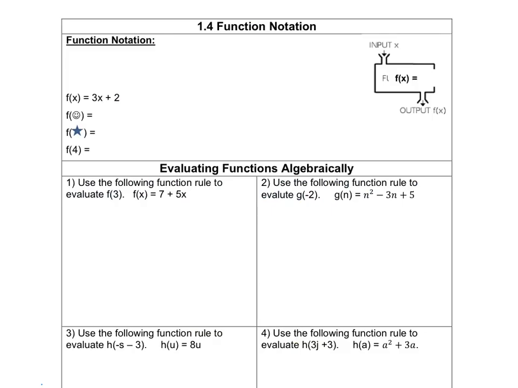Okay, turn to your notes page and we'll get started. Alright, so let's start at the top and define function notation. Basically, function notation is just a way a function is written.